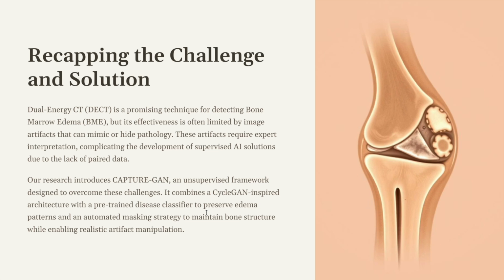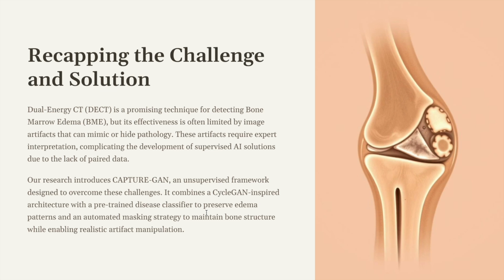But CAPTURE-GAN goes further by incorporating two critical components that are essential for this medical imaging task: a pre-trained disease classifier. We train a separate classifier in advance to recognize true BME patterns on DECT images. During training, this classifier provides a conditional constraint. If the generator tries to remove or alter genuine edema signals, the classifier penalizes that action. In other words, the network is guided to preserve actual pathology rather than inadvertently eliminate what looks like artifact but is actually disease. This is what we mean by pathology-aware artifact removal.